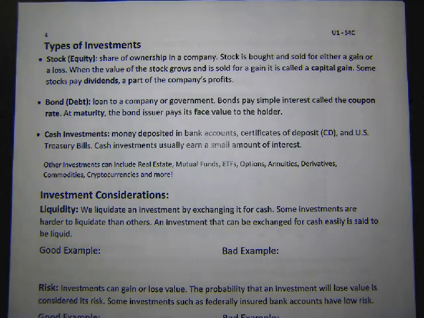The coupon rate is their interest rate. Maturity is when they pay back the initial investment, which is called the face value. It's the initial price of the bond. So when you buy a bond, you're basically loaning money to someone. It's just a way to loan money.